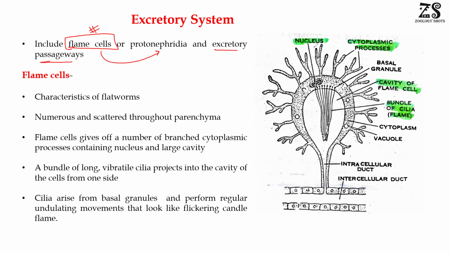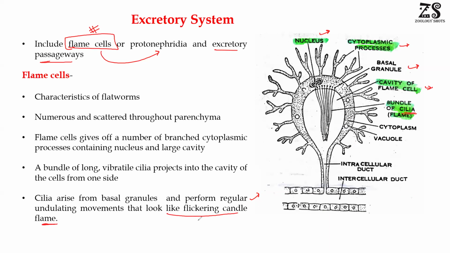So if we look at the structure of flame cells, then it contains a nucleus, cytoplasmic processes, and a cavity. Then it contains basal granules from which your cilia bundle arises. And these cilia bundles perform undulating movements which look like a flickering candle, thus the name flame cells.